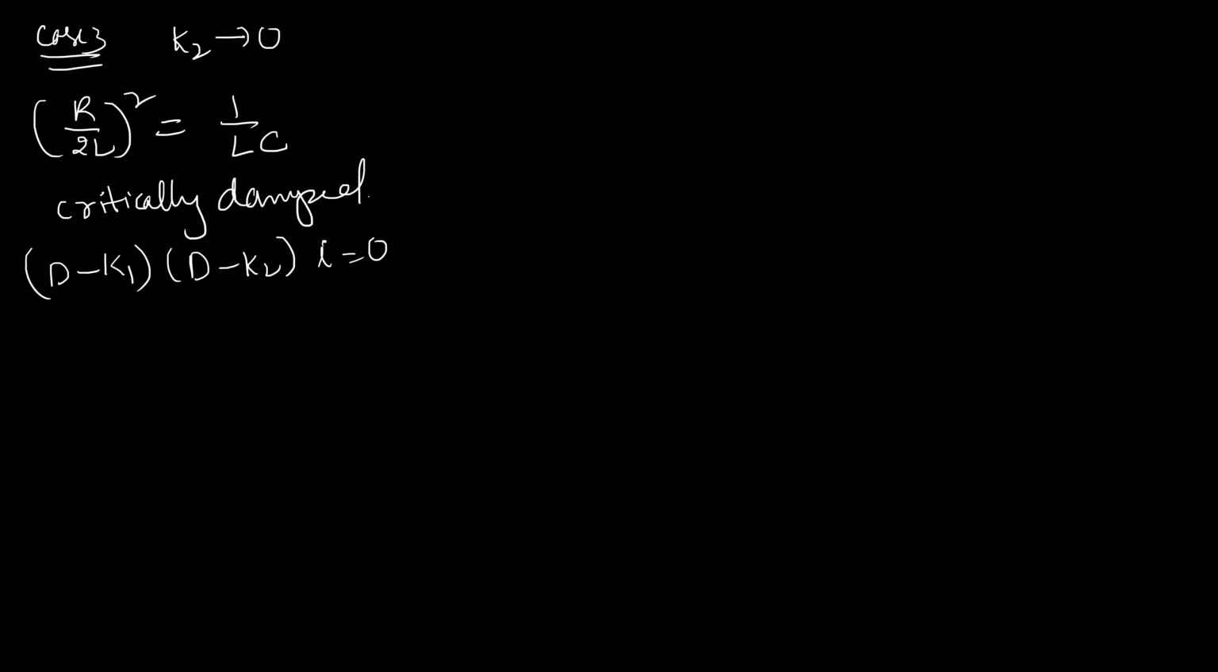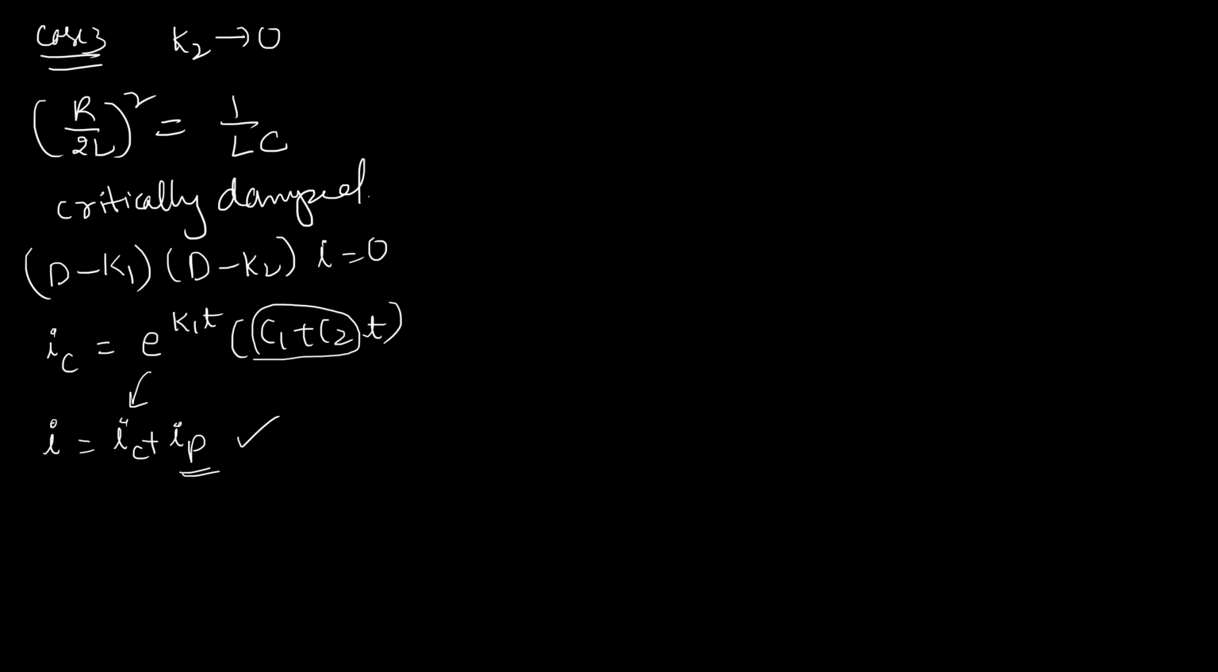Now what is the complementary solution for such kind of differential equations? We know very well that it is e power k1 into t into (C1 plus C2 into t). Now what is the complete solution for the current I? That is IC plus IP. Okay, so now you substitute IC here and you also substitute for IP, then you get the complete solution. But still C1, C2 are unknowns, so those values can be found using initial conditions.